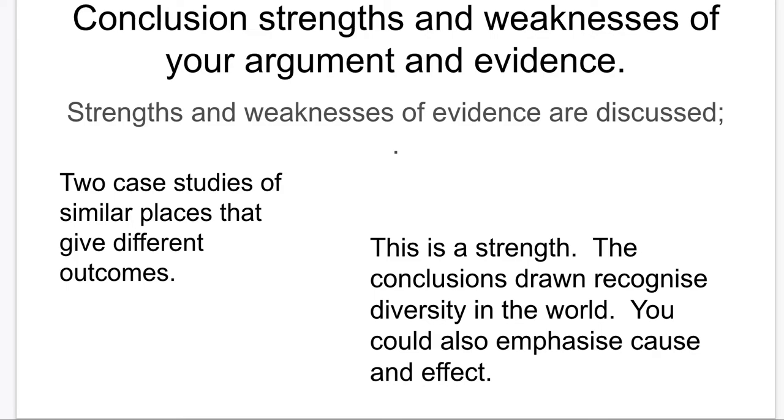2 case studies of similar places that give different outcomes. This is a strength. The conclusions drawn recognise diversity in the world, and you could also emphasise cause and effect. So there we can see that we've got 2 case studies, different outcomes. Clearly there is some complexity that is going on here, and maybe some factors that you are not aware of that would have given rise to these different outcomes. So there you're showing diversity, and you can say cause and effect is really complex, but you've not been able to identify them.